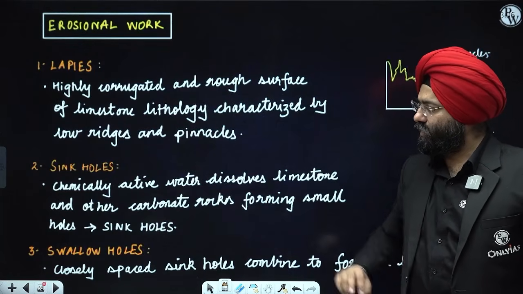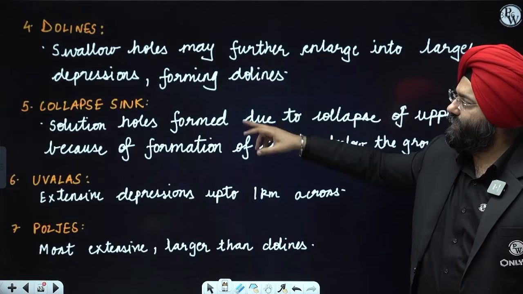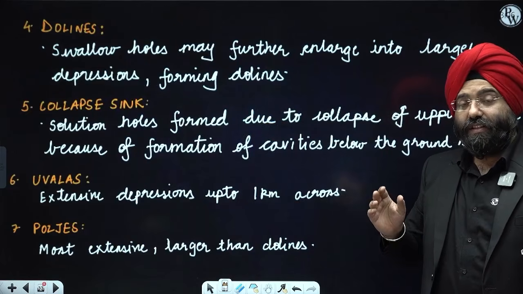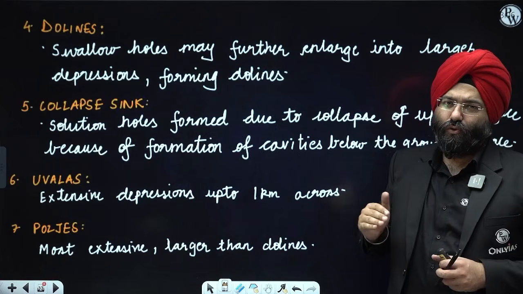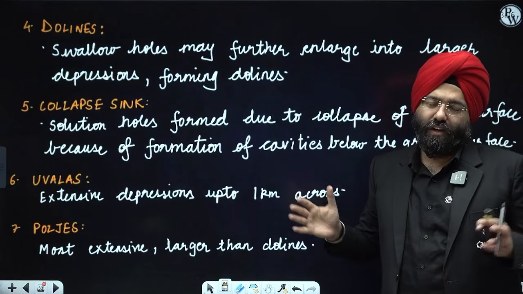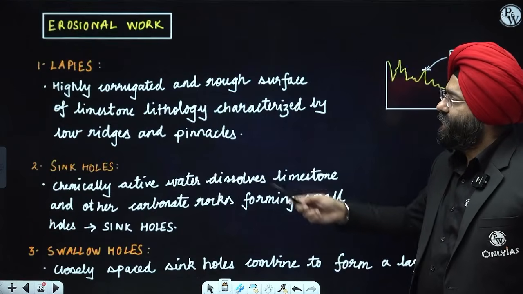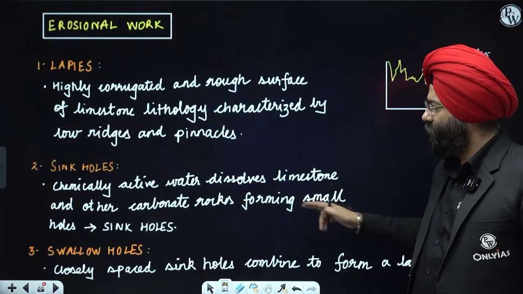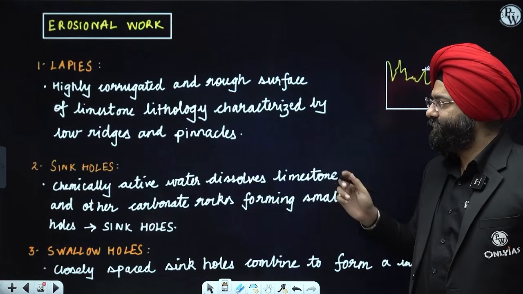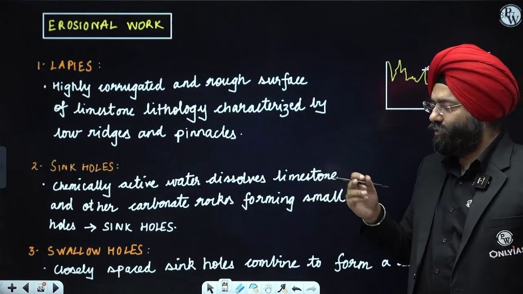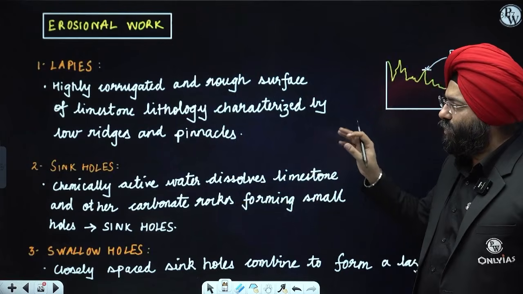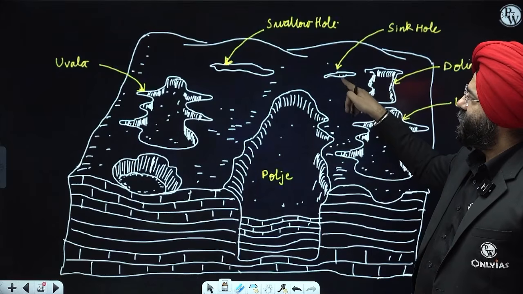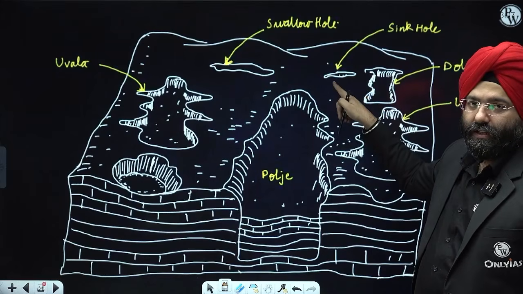Sinkholes, swallow holes, dolines, collapse sinks, uvalas, and poljes. Now, this is something very important because these have more to do with, let us say, the relative sizes. Sinkholes: chemically active water dissolves limestone carbonate, forming small holes. Because water dissolves the limestone over here and small holes are created, these small holes are like these sinkholes. This is a small sinkhole that is created here, right?